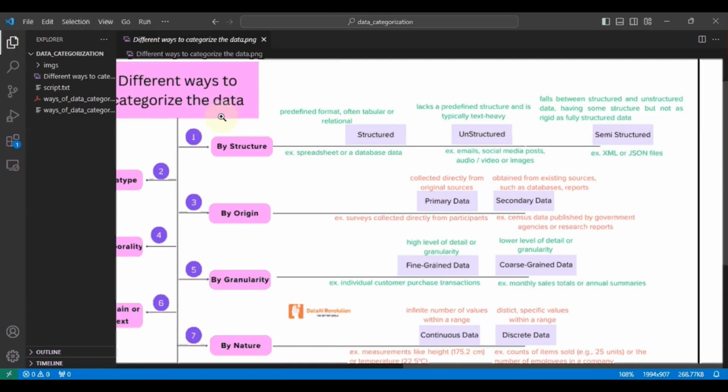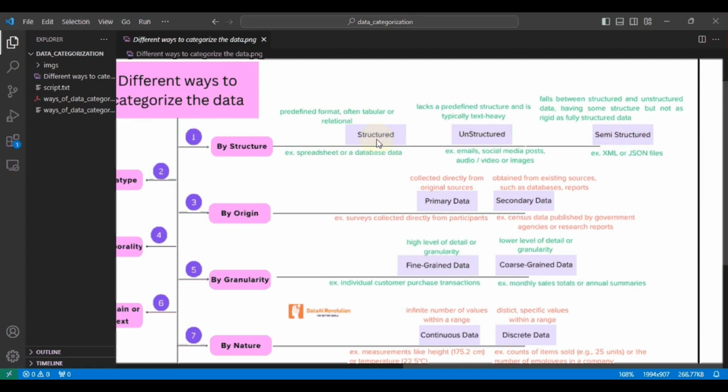First, if you are going to categorize data with respect to structure, then data can be divided into three parts: structured data, unstructured data, and semi-structured data. Structured data is very straightforward. It has a predefined schema, that is, a predefined format. We can even say its structure is tabular or relational. Normally, data found in spreadsheets, Excel sheets, CSV files, data present in a table, or in databases is structured because it has a fixed schema.